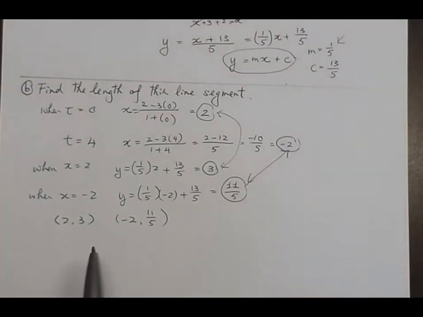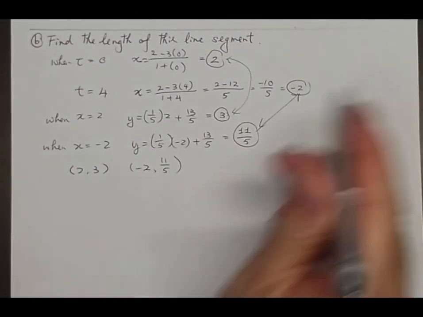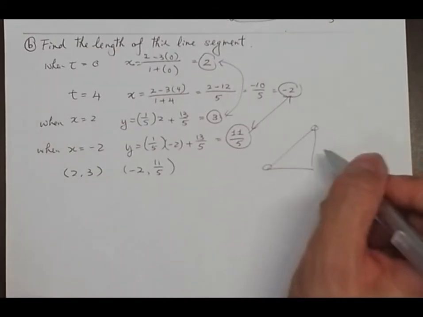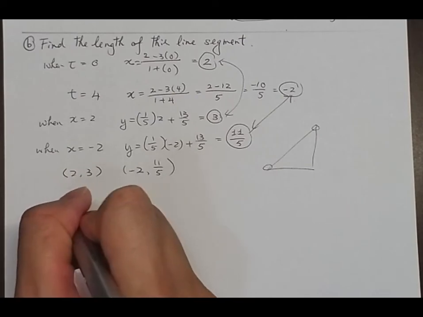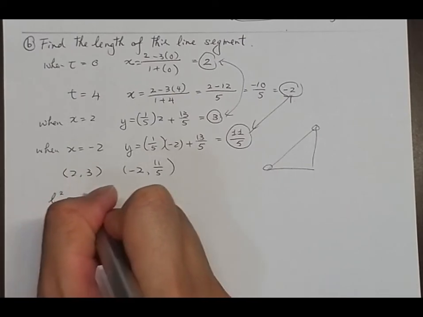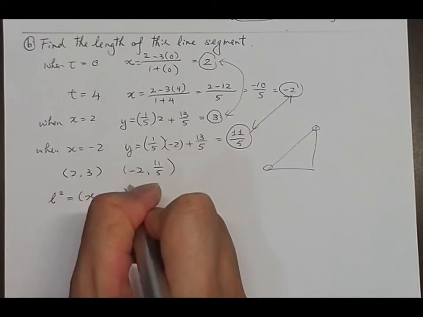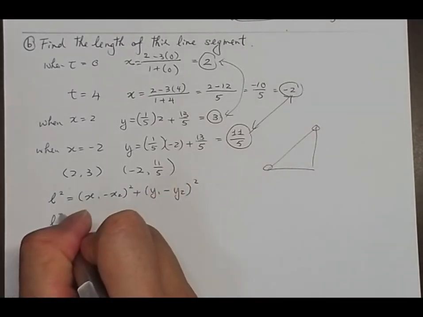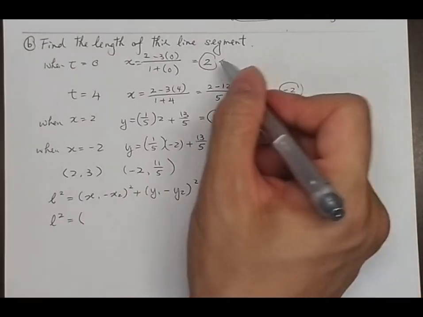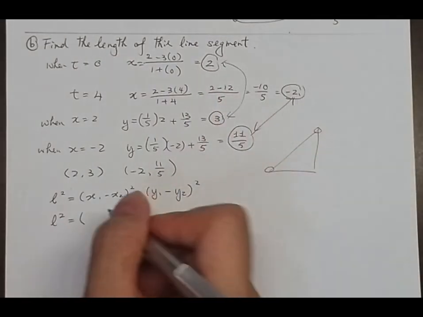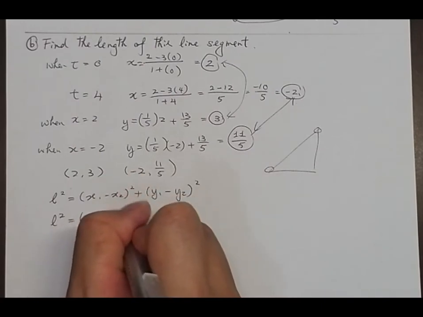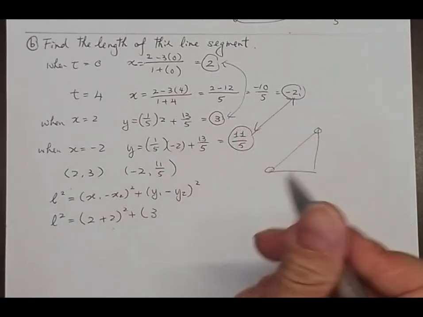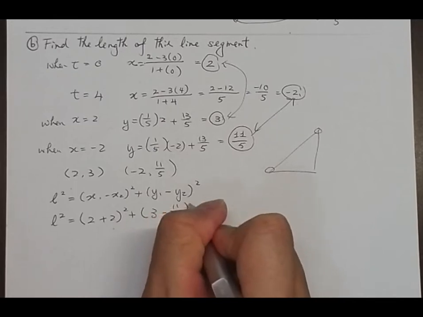So we want to see how long is this 2 points. We use the right angle triangle of 1 point to the other point. We calculate the length of this point. So the length square is equal to x1 minus x2 square plus y1 minus y2 square. So L square is equal to, let's say x1 is 2 and x2 is minus 2, 2 minus minus 2 is 2 plus 2 square plus y1 is 3 and y2 is 11 over 5, so it's 3 minus 11 over 5 to the square.